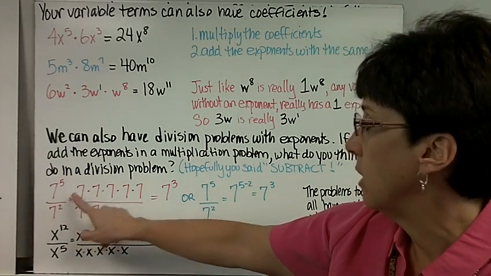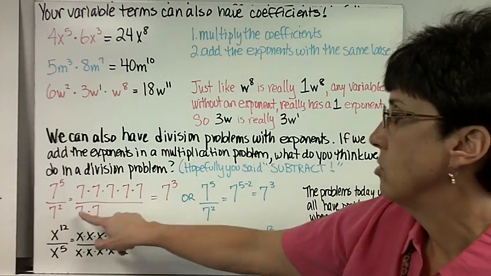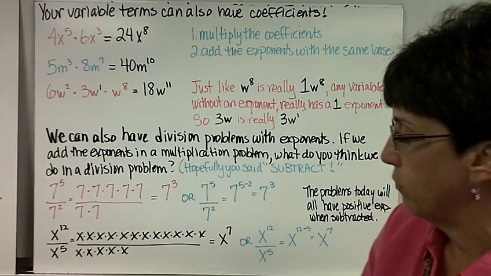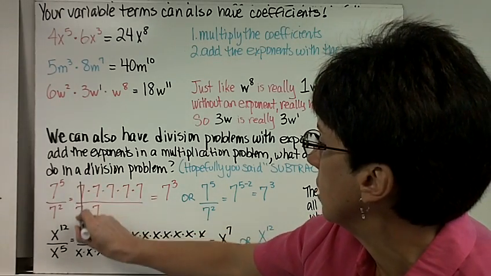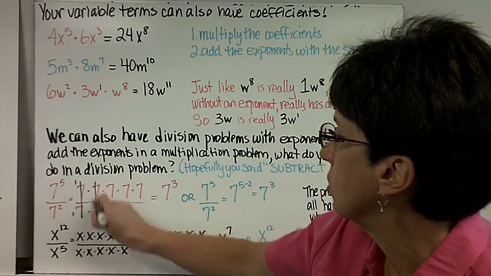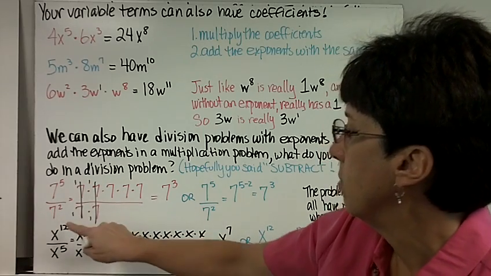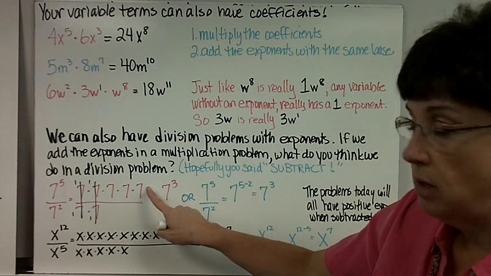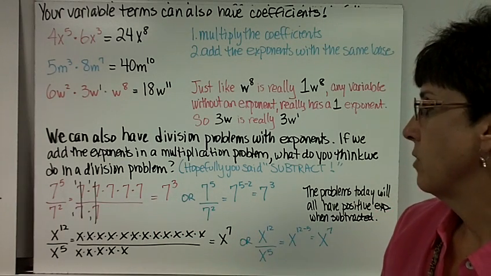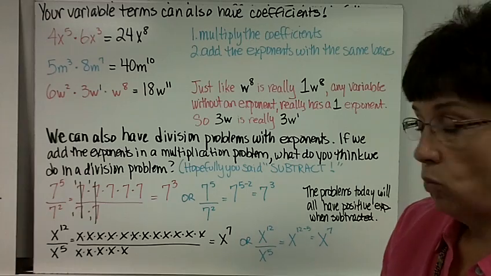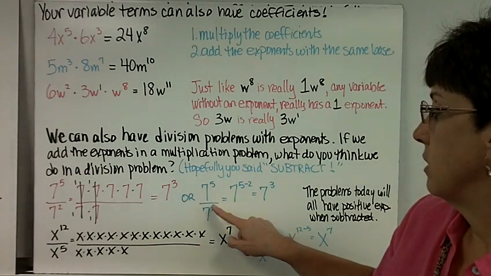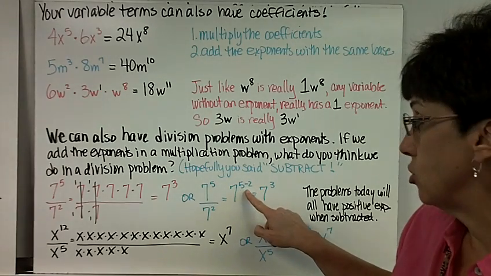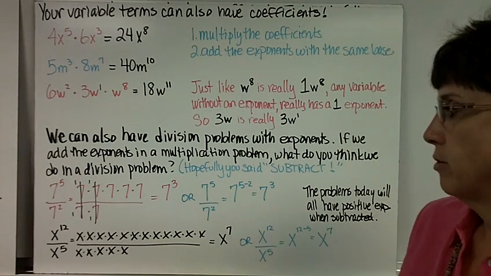Now we could write it all out. 5 7's in the numerator, 2 7's in the denominator, and then we could say, oh, when we're multiplying with fractions, any number over itself cancels out and is 1. So those cancel out, those cancel out. My denominator is now 1, and how many 7's remain in the numerator? 3. So that could be 7 to the third. Or, if we don't want to write it all out, 7 to the fifth divided by 7 squared equals 7 to the 5 minus 2, which is 7 to the third power.